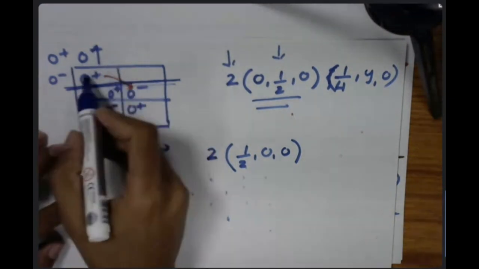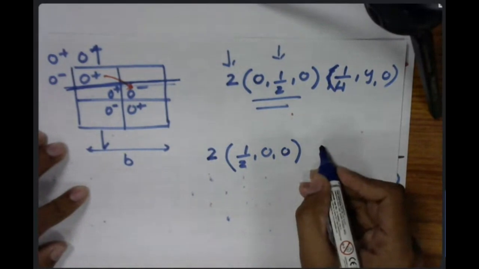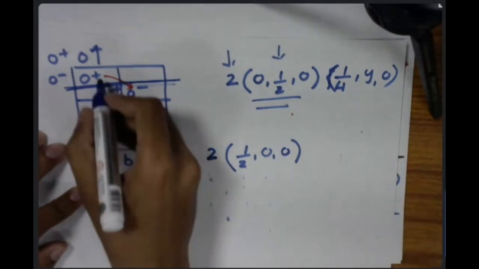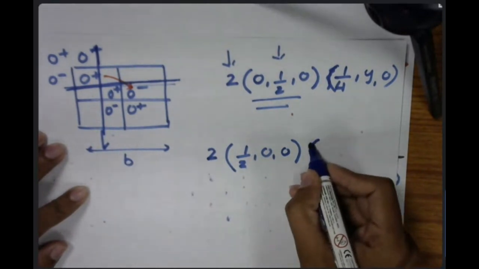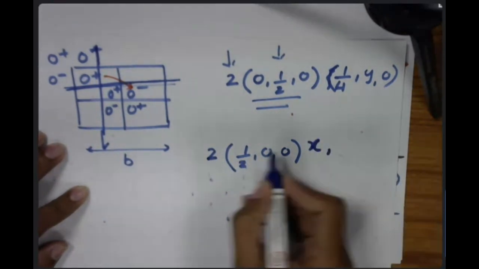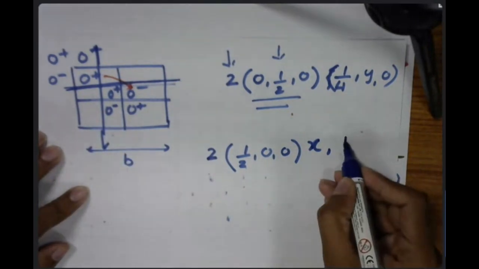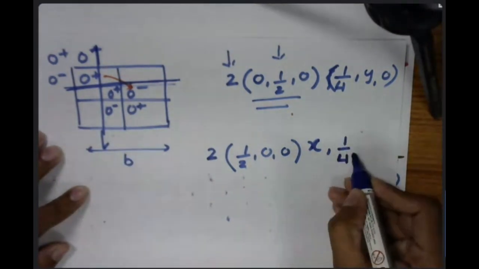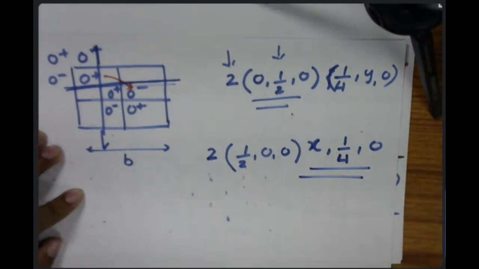Along the x, it is shifted from the x, and it can take any value, right? So we'll write it as it is, x. About the y, it is shifted by the amount of 1 by 2, sorry, 1 by 4. So we will write 1 by 4, and the z is 0 as it is. So this is what it is.